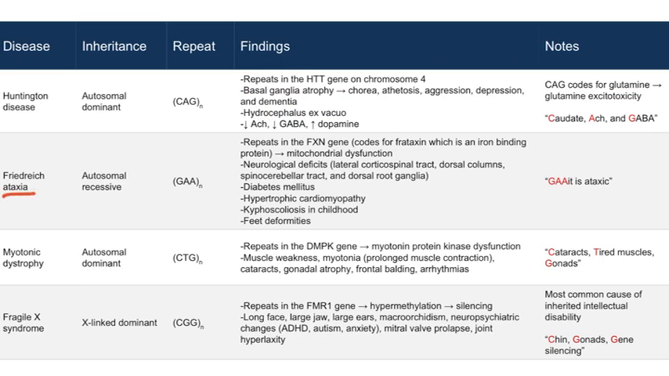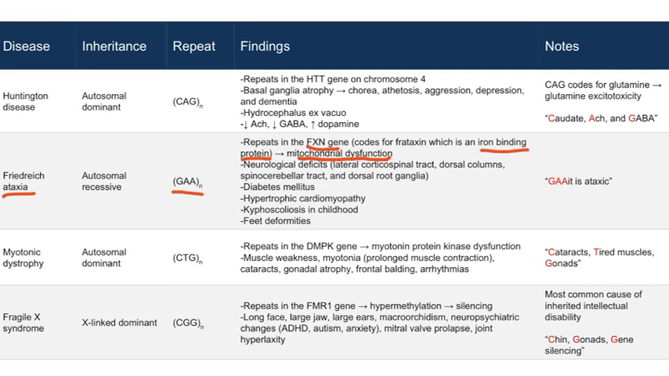Friedreich ataxia is an autosomal recessive condition caused by GAA repeats. The repeats occur in the FXN gene, which codes for the frataxin protein. This is an iron-binding protein, and defects in the protein result in mitochondrial dysfunction. Mitochondria are heavily present in the brain, pancreas, and heart, which explains many of the symptoms, including neurological deficits, diabetes mellitus, hypertrophic cardiomyopathy, and kyphoscoliosis during childhood, as well as feet deformities.